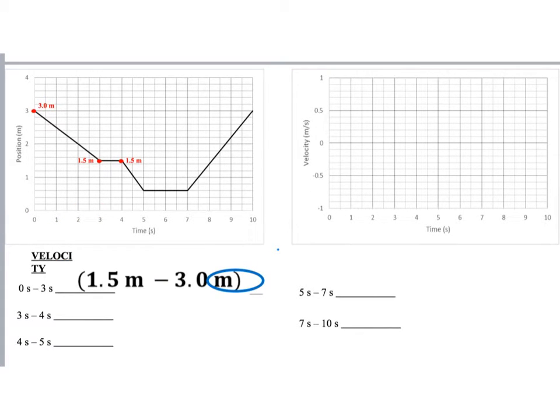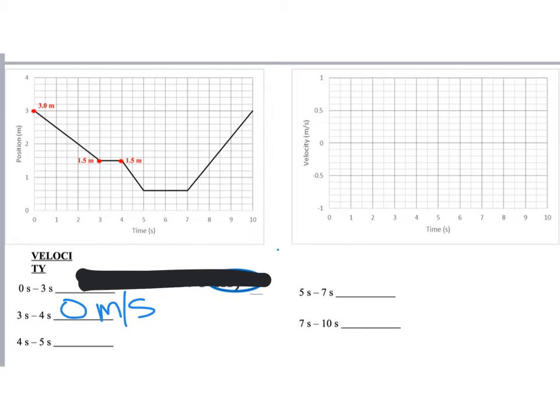Now the next piece of line is a little bit simpler, because if you look at the next section of line, we're not moving at all. And remember, when you have no change in position, you have no displacement, which means that your velocity automatically is 0 meters per second. We don't even have to do any calculations there. We just already know.